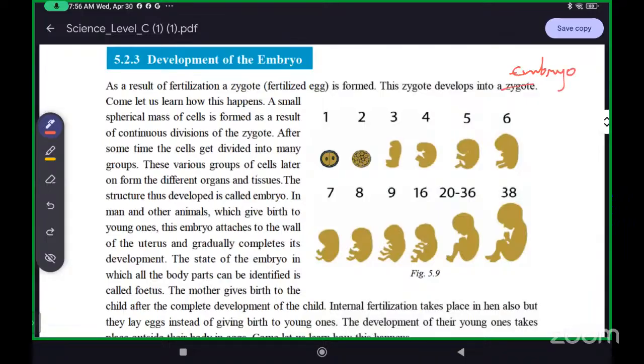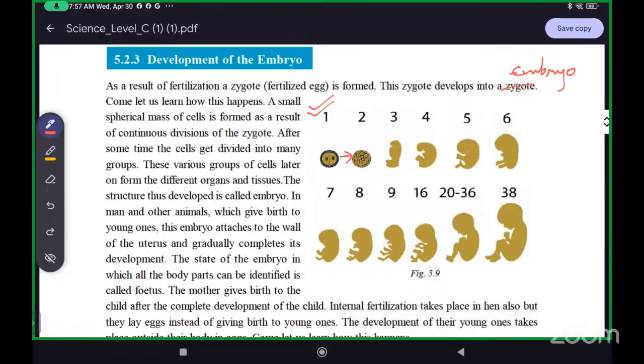A small spherical mass of cells is formed as a result of continuous division of the zygote. When the sperm and ovum fuse, a zygote is formed. The first image is of a zygote. Then it further divides itself, and further division takes place. In the second image you can see many dots. This is the continuous division of the zygote.